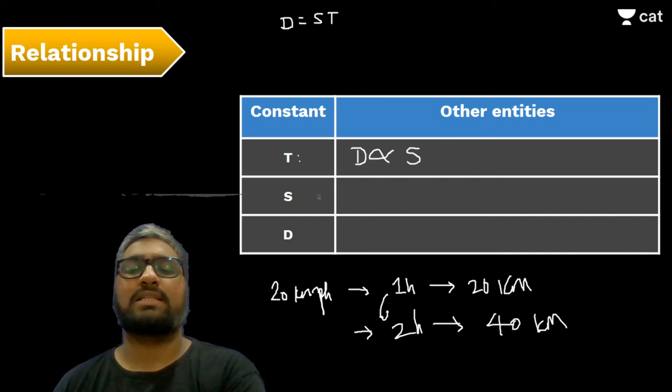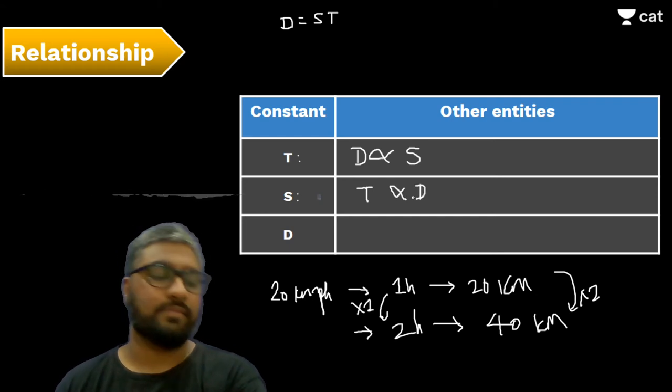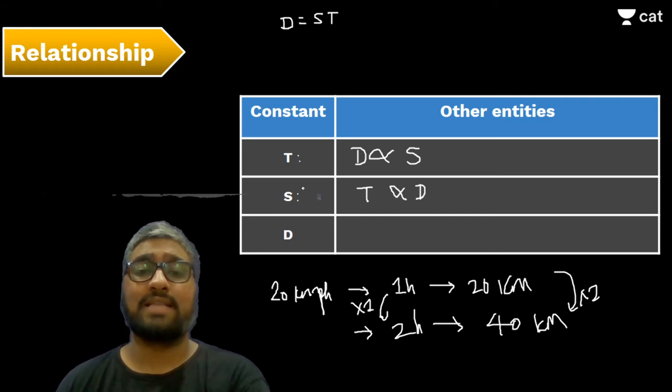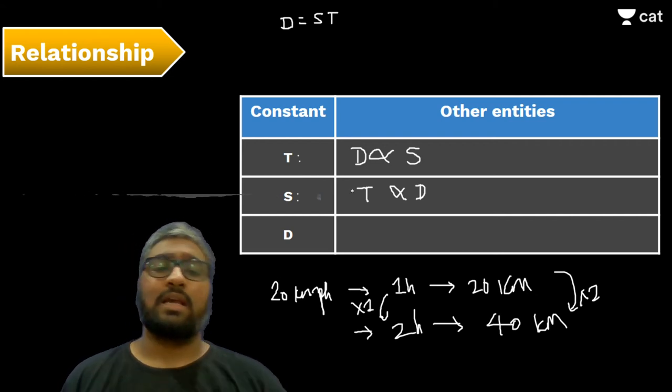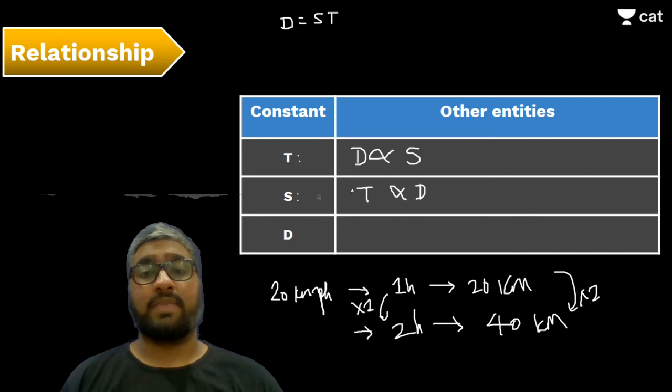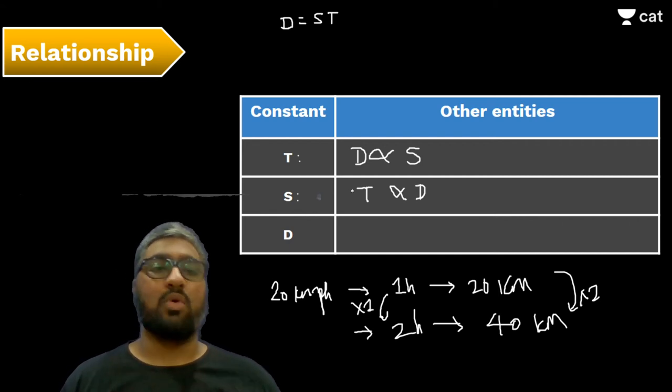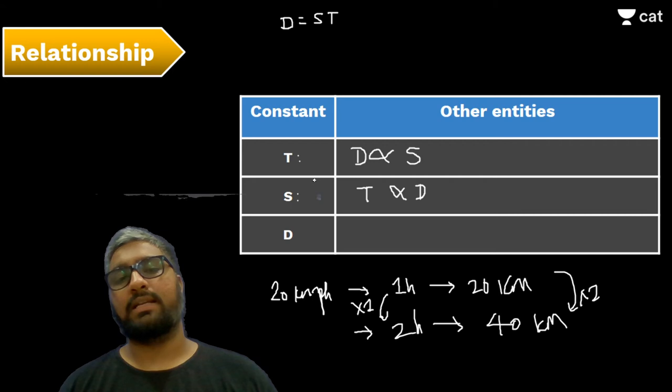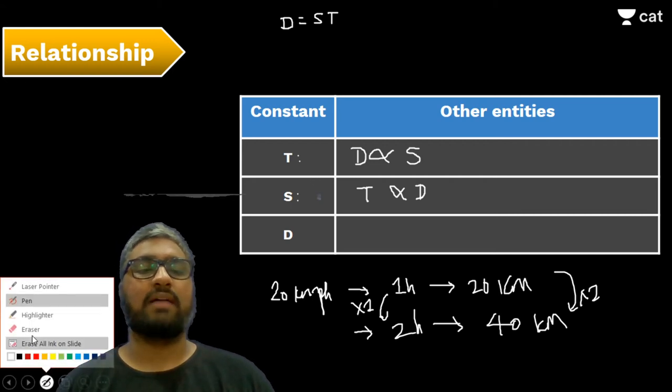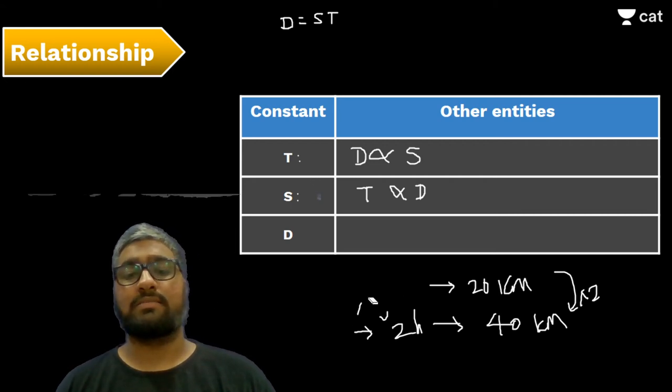So what is happening here? If my time gets doubled, the distance also gets doubled, which means when speed is kept constant, time and distance are directly proportional. So when speed is kept constant, time and distance are proportional, which basically means what? If I have a fixed speed, more the distance, more the time. Simple as that. And the third case is where we have distance being constant.